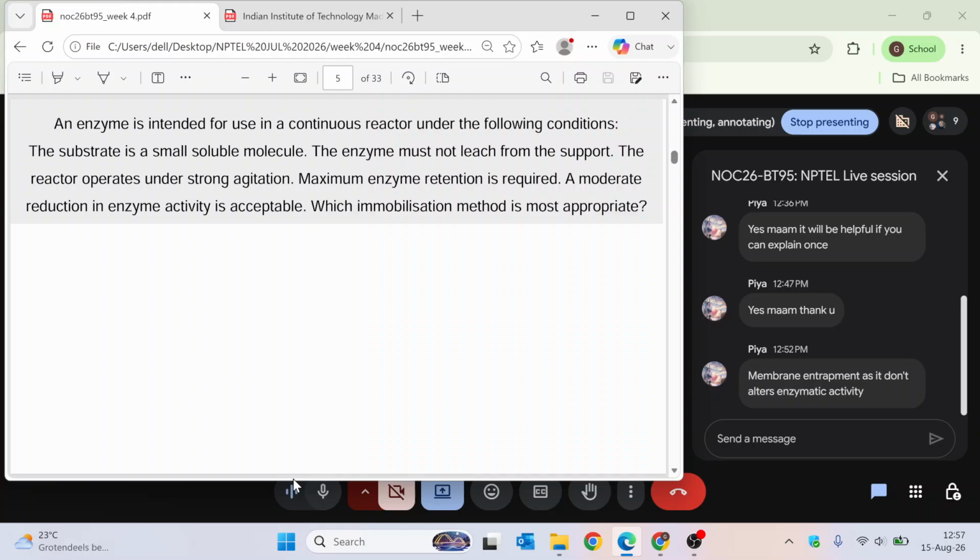This is also one more startup question, another simple question like the previous one. The substrate is a small soluble molecule. Enzyme must not leach from the support, and the reactor operates under strong agitation. So here also you have high hydrodynamic shear, and the condition is that maximum enzyme retention is required. A moderate reduction in the activity is acceptable. So which immobilization method could we choose?